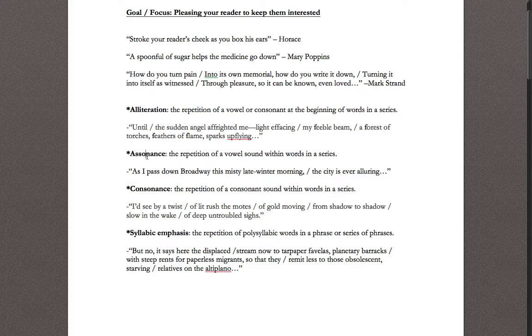Let's move on to the next skill, assonance. This is the repetition of a vowel sound within words in a series. So in alliteration, we were looking at the beginning of the word. Here we're going to look at sounds within the middle of the word, which means anything but the beginning. So it could be the middle or ending of the word, wherever that sound gets repeated.